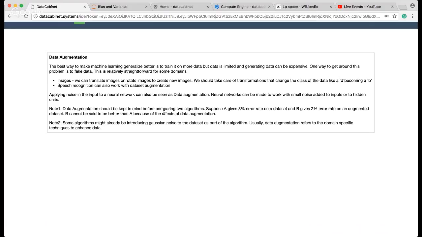So data augmentation is usually considered to be techniques that are domain specific, so speech specific or image specific. If it's something more generic, like adding a Gaussian, it could also be part of the algorithm itself.